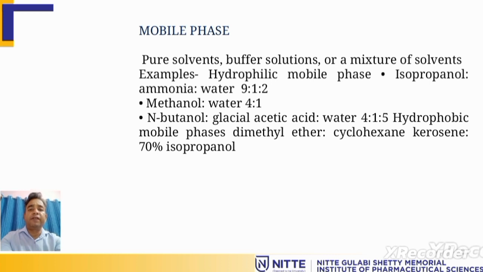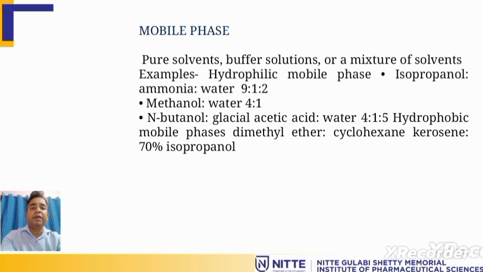So what are the different types of mobile phase we use here? Depending upon the nature of the compound to be separated, we have a wide variety of mobile phases that can be used. We can use even a pure solvent, or we can use a buffer solution, or we can use a mixture of solvents. For example, for hydrophilic mobile phase, isopropanol, ammonia, water in the ratio 9:1:2 is used.